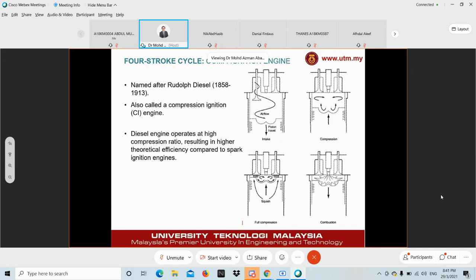So diesel engines operate at high compression ratios, resulting in high theoretical efficiency compared to spark ignition engine. So in other words, in terms of thermal efficiency, the CI engine is much better than the SI engine. Okay? Again, it's based on the 4-stroke. It's exactly the same, but with minor differences. Let's go through each of the strokes again.